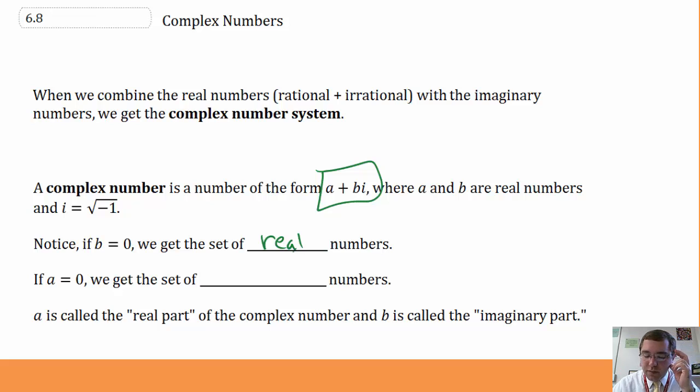If a is 0, then we just have 0 plus bi, which is bi, and so we get the set of imaginary numbers. Thus the complex number system includes as a subset of itself the imaginary numbers. So it's got the real numbers and the imaginary numbers together. a is called the real part of the complex number, and b is called the imaginary part. Notice the imaginary part is just b, not bi. The imaginary part is the real number that's multiplied by i. So it's not actually imaginary itself. It's giving us the value of the complex number as an imaginary number.